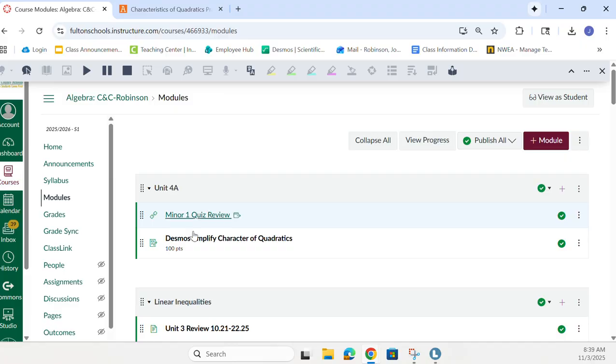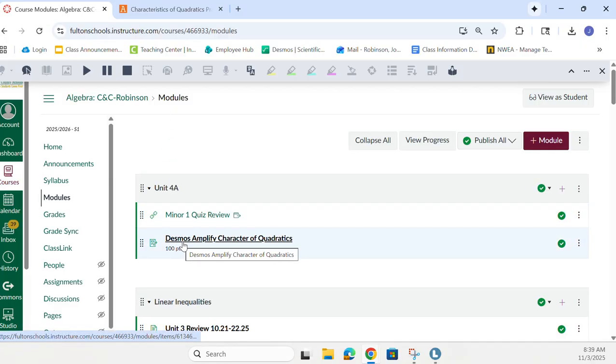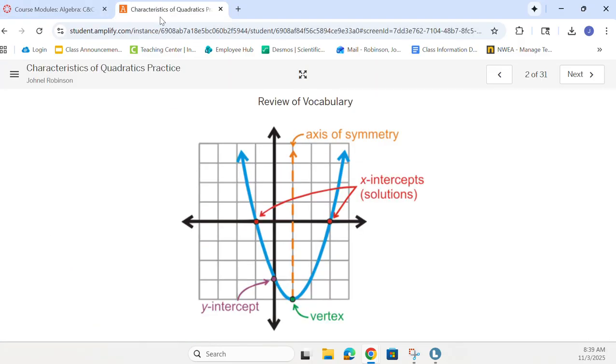Under modules, and then Desmos, amplified, character of quadratics. The first slide just asks you about your break or your weekend. The second slide has this review of vocabulary. We need to write this down on paper. So I want to make sure we know the parts of the parabola.